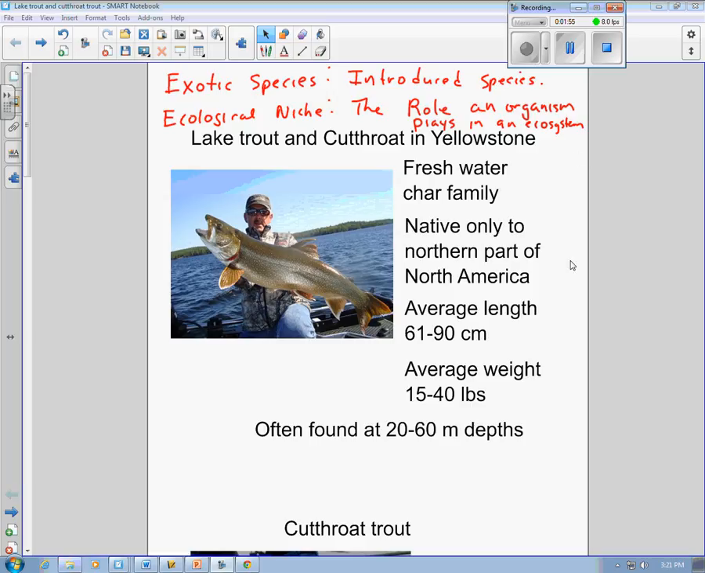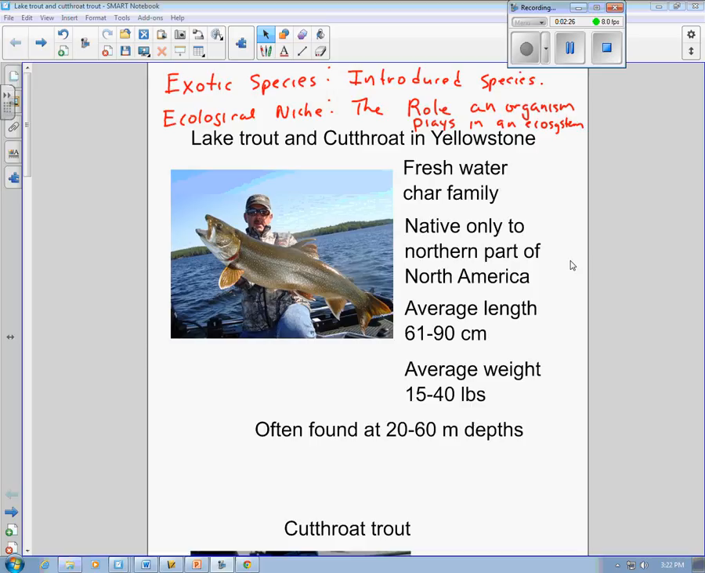So on this page you can see in red writing up on top a definition for exotic species, which is basically an introduced species, a species that's been introduced to a place where it's never been before. An ecological niche is the role an organism plays in its ecosystem. The pages in the textbook that you should read are pages 90 and 91. There's a whole bunch of good examples there of exotic species.